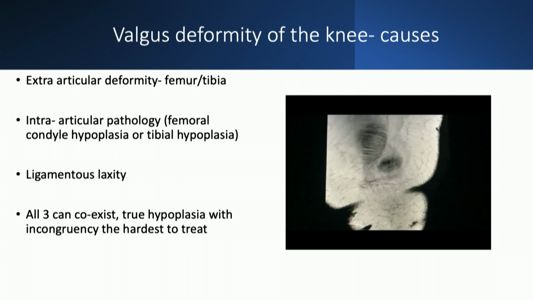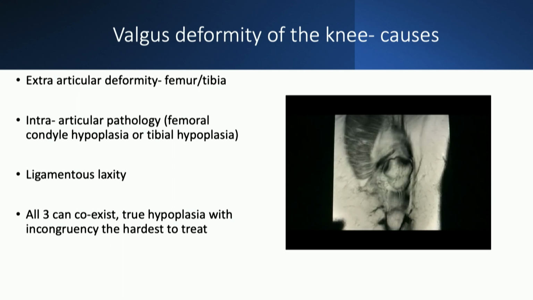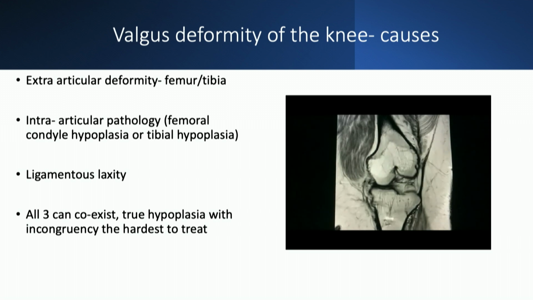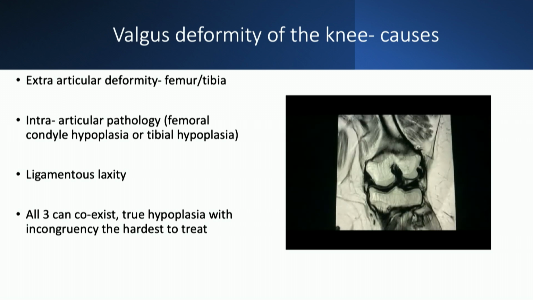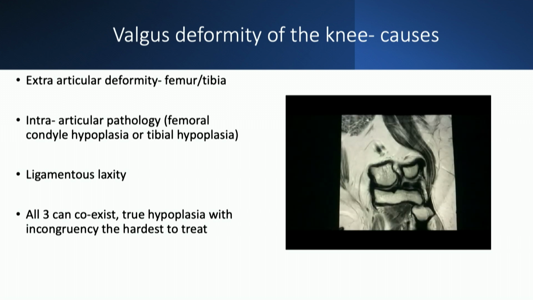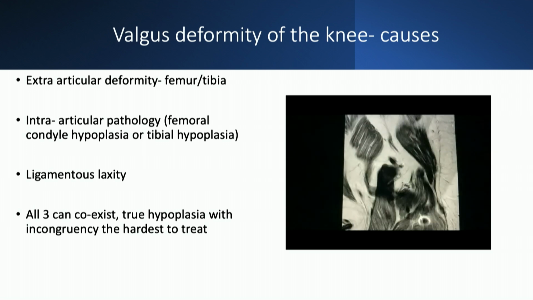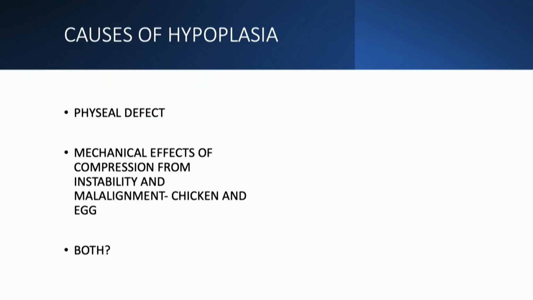When you're assessing for valgus of the knee, a bit like Gamal divided it up earlier, you can have extra-articular deformity, so diaphyseal, metaphyseal problems, both of the femur and the tibia. Or you can have intra-articular pathology, which is where hypoplasia of the femoral condyle or the tibial condylar surface comes into play. But also ligamentous laxity, both at the knee but also at the foot and ankle, can affect the alignment of the limb. But all 3 can coexist. And the ones that are hardest to treat is where you have incongruency of the joints.